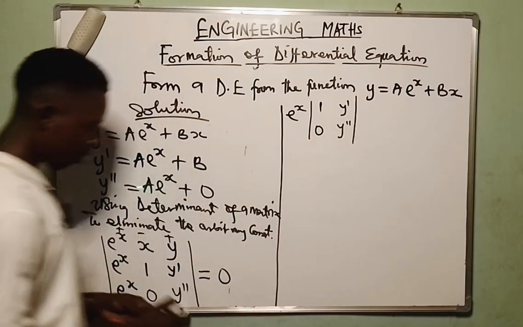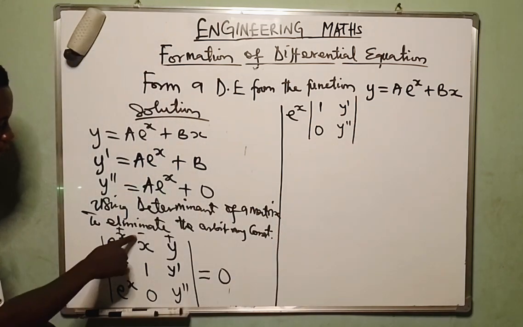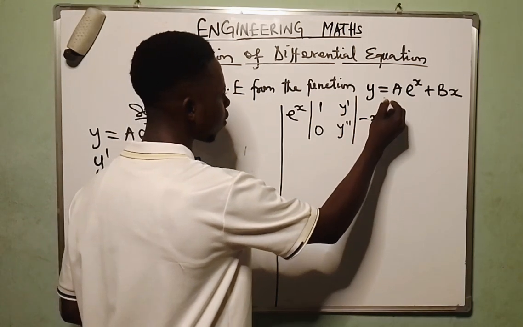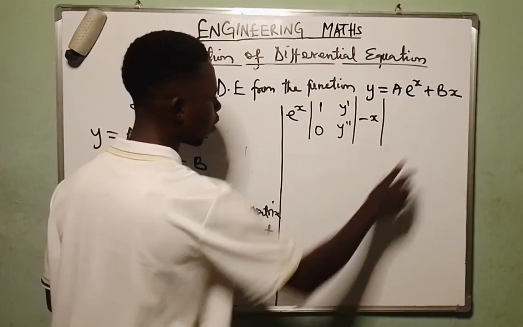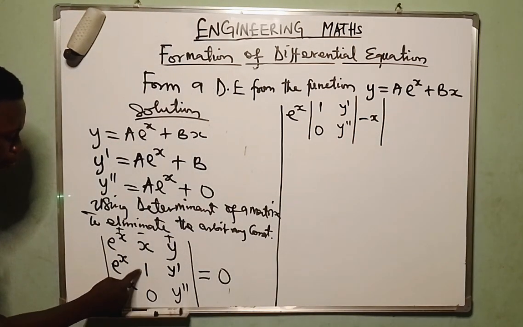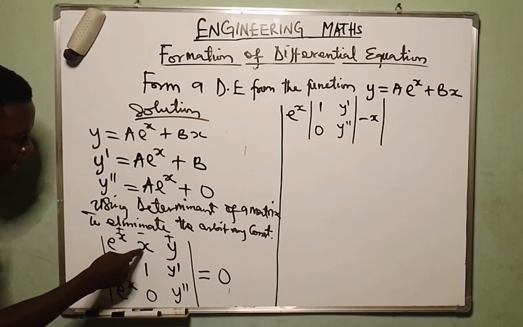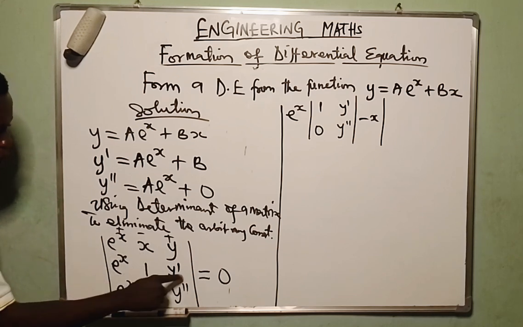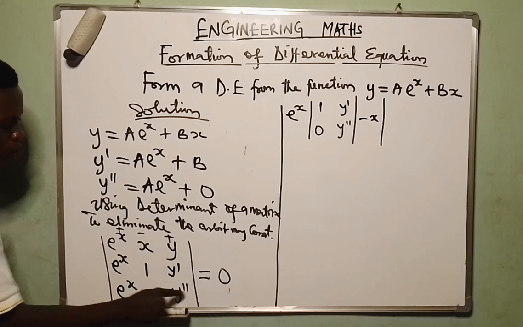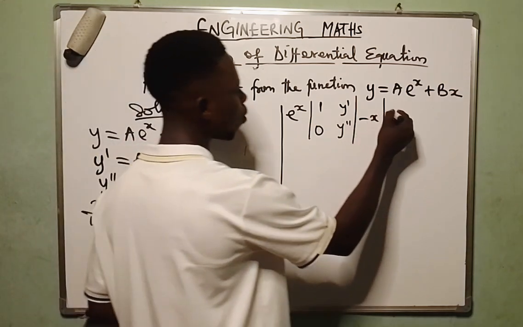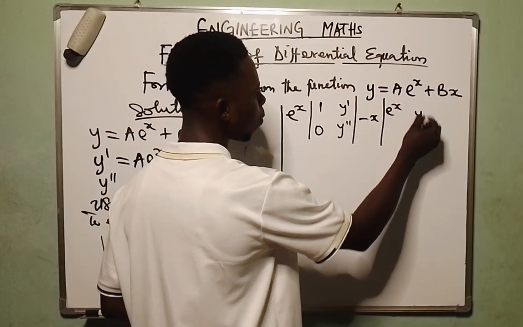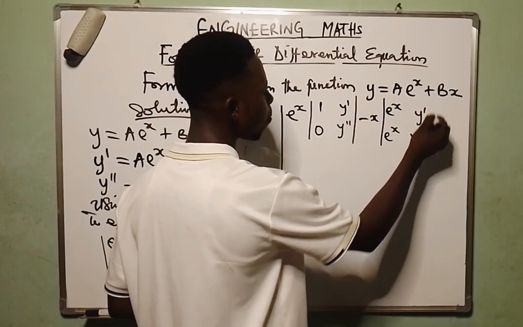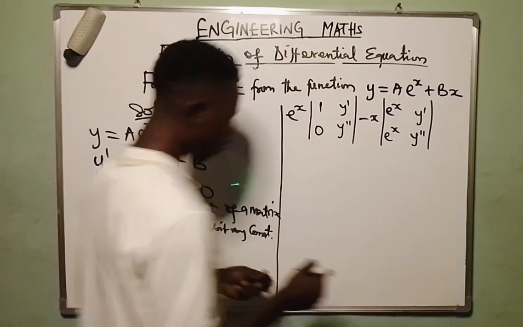You close that bracket. Now you have it with minus x. Anything that is beneath minus x, don't write it. Write the other things. We have exponential x, y prime, exponential x, y prime prime. So you have it here to be exponential x, y prime, exponential x, y prime prime. You are done with that part.